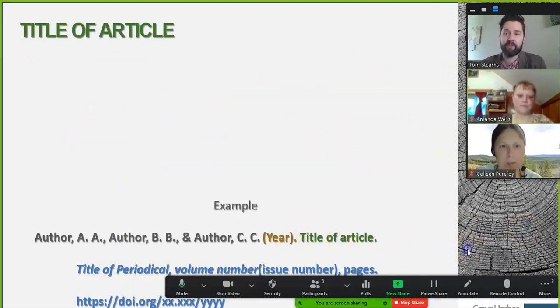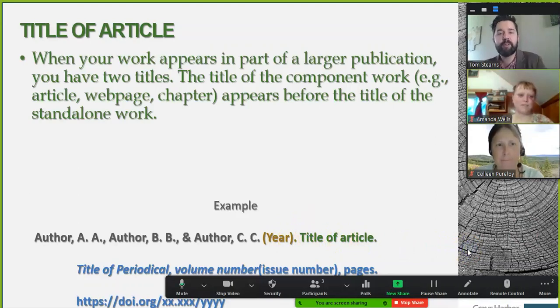Let's talk about the title of the article. When your work appears in part of a larger publication, you've got two titles that you're working with. You've got the title of the component work, for example, the article title, the web page title, or the chapter title. That's what appears before the title of the standalone work. So that's the green part right here.